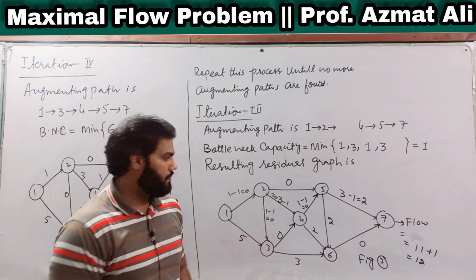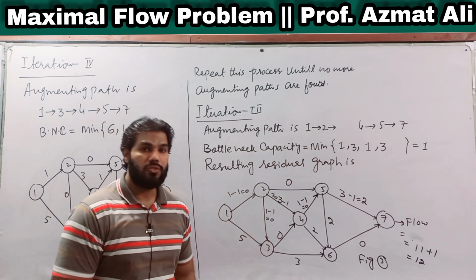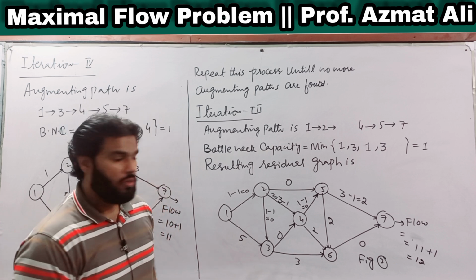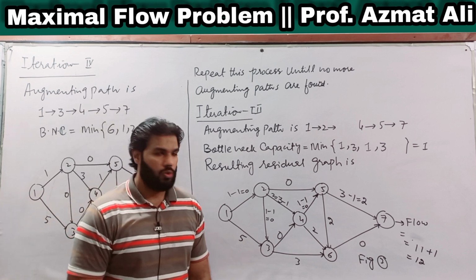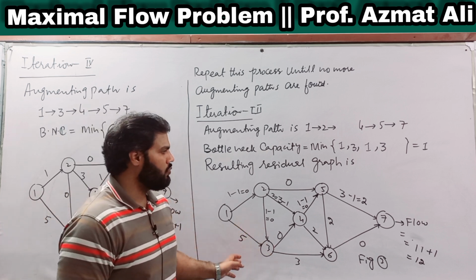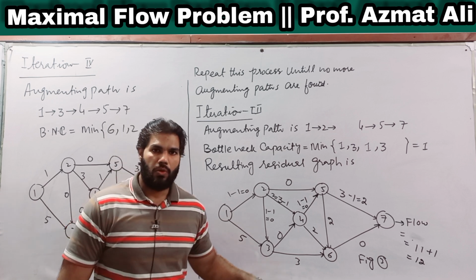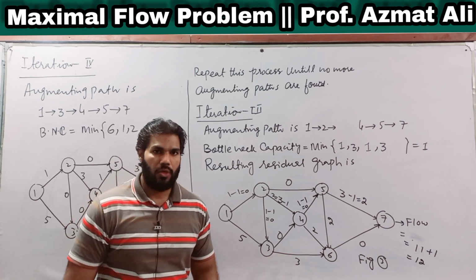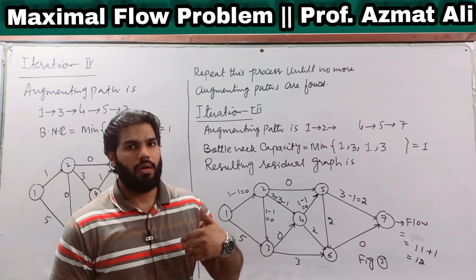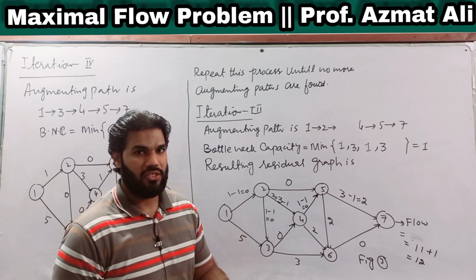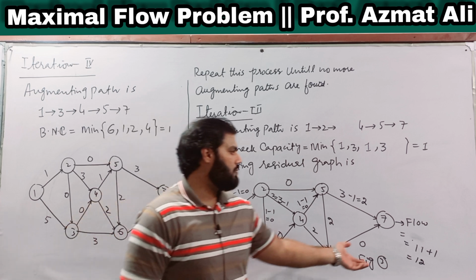Further, there is no augmenting path possible, so the last residual graph shows the maximum flow, that is the optimal flow, which is 12 unit here.